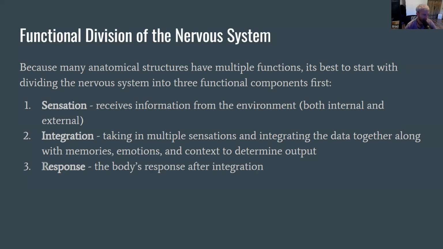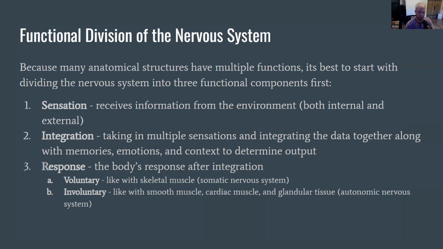So it's like, now what is the output? What do I have to do? And so you have voluntary responses, which you'll see like with skeletal muscle, and that's like the somatic nervous system. And then you're also going to have involuntary responses, like smooth muscle contraction, your heart rate increases, some glandular tissue will secrete endorphins or other hormones that can be, I don't know, processed by other parts of the body.